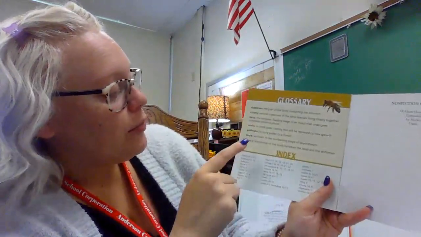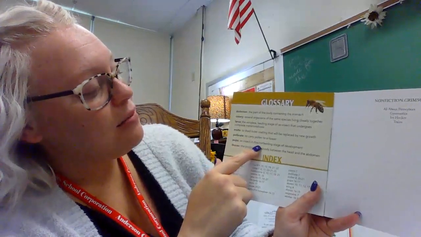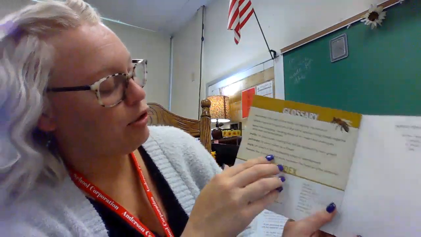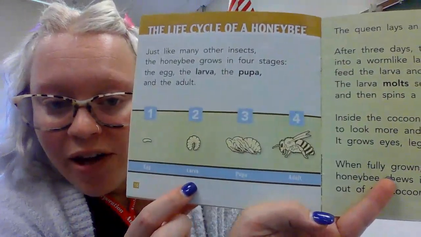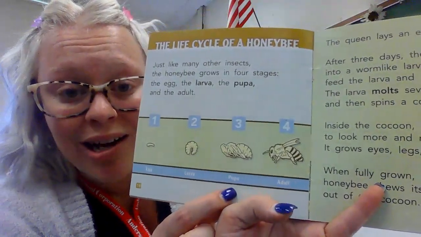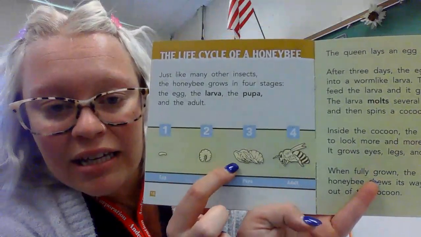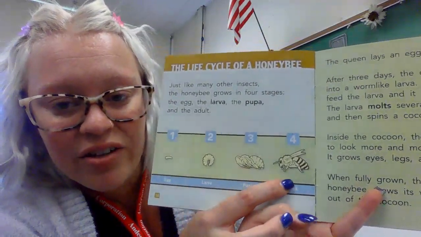Two more words to go over. Pupa, which is an insect in the non-feeding stage of development. So remember, pupa is after the larva. So let's look at how they're a little different. We start as the egg, then it's the larva, then it's the pupa. And it says the pupa is the non-feeding stage. So this almost looks like it's shedding its skin, and there's the real thing. So let's see what pupa says again. An insect in the non-feeding stage of development.